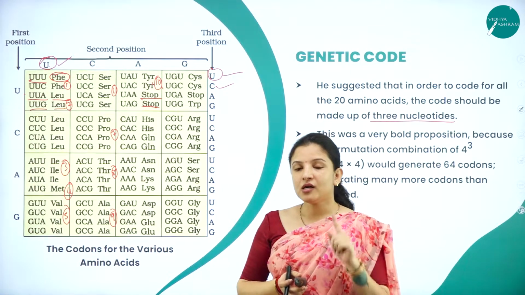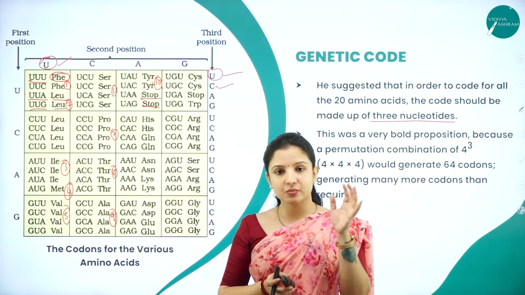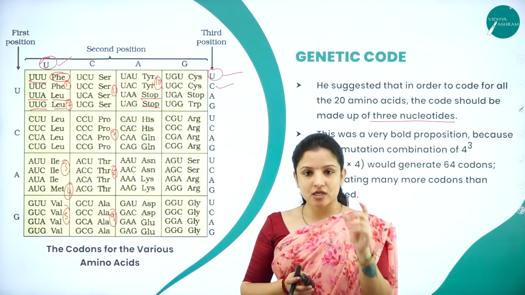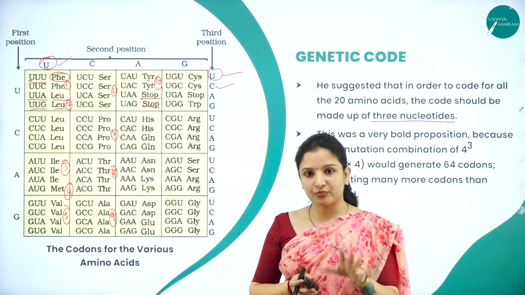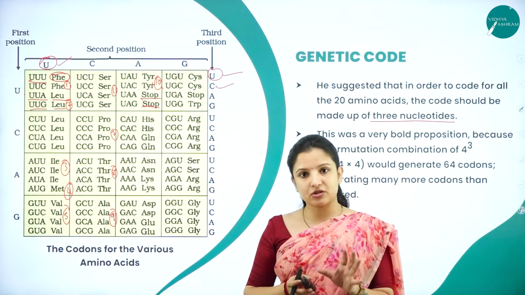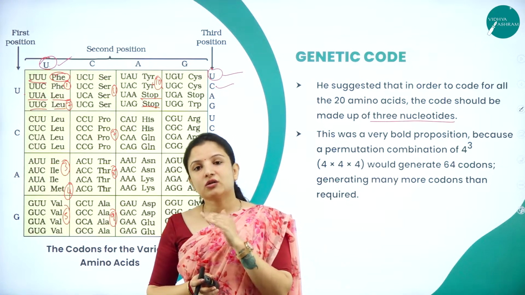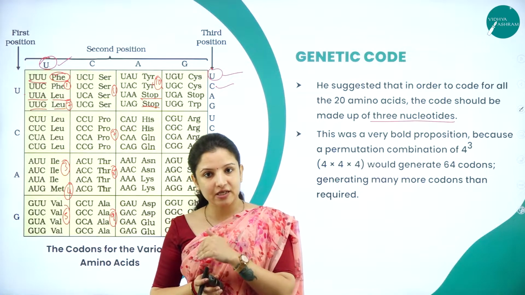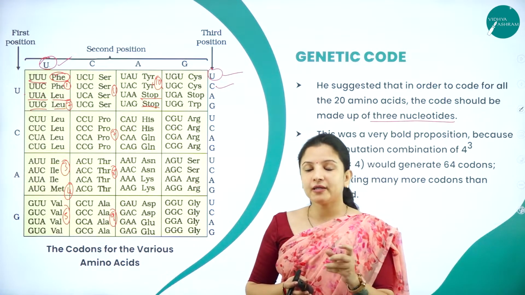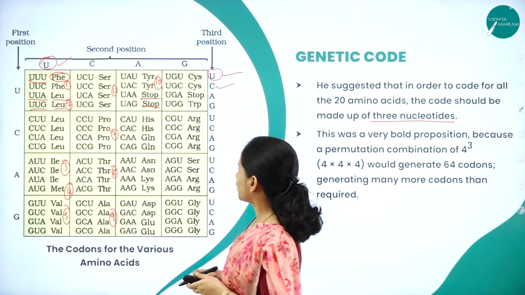If you remember, I told you in the previous session of this chapter, transcription begins at a particular region on the DNA, which is called the promoter region, wherein a specific triplet code is present, and the transcription terminates or comes to an end at a specific region on the DNA where the stop codons are present. So what are the different types of stop codons?